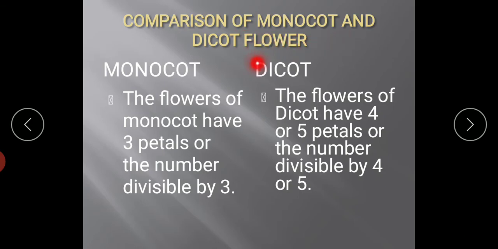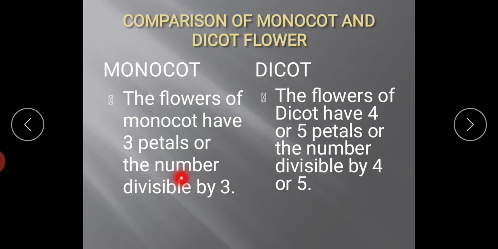Comparison of monocot and dicot flowers. Petals are the colorful leaves of the flower. Their function is to attract insects for pollination. If these colorful leaves are 3 in number, or a number which is divisible by 3, it is the flower of a monocot plant.